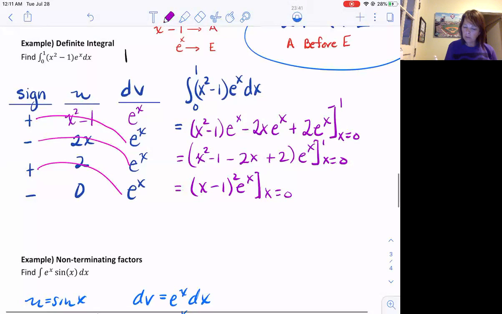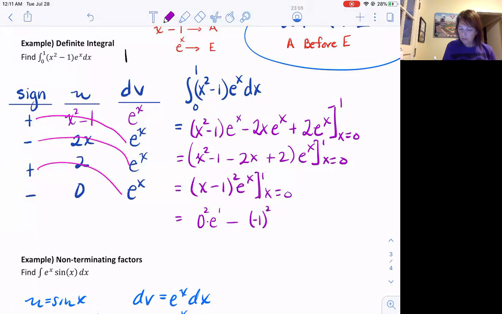Now we're going to evaluate that from x is equal to 0 to 1. It's kind of easy to see this, but I'll plug in. So I get 0 squared times e to the first minus negative 1 squared times e to the 0. So clearly you can see that your answer is then 0 minus 1, so your answer is negative 1.